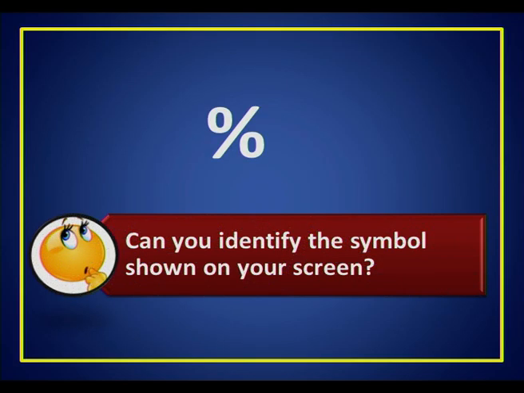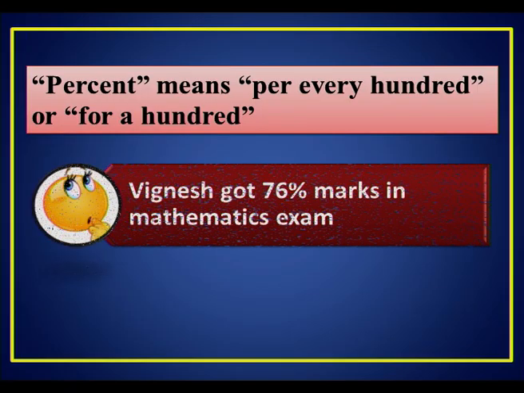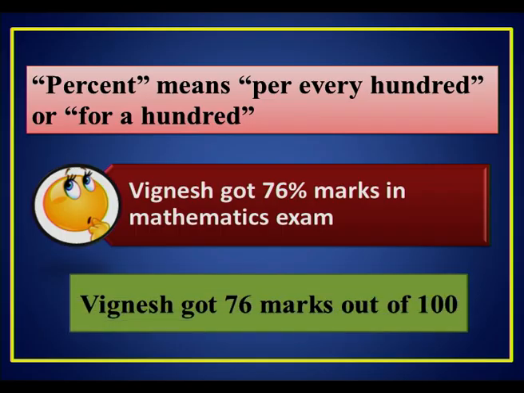So, children, can you identify the symbol shown on your screen? That is right. It is the symbol of percent. Now, percent means per every 100 or for 100. Vignesh got 76% of marks in mathematics exam. What do you mean by that? You are right again. Vignesh got 76 marks out of 100 marks.